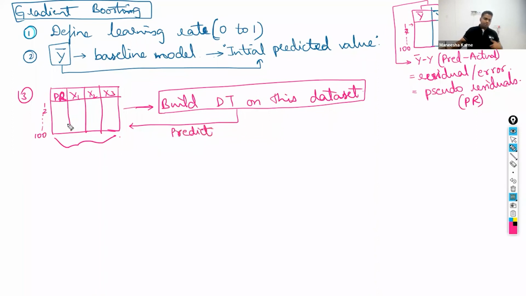When you build a model and then predict, what do you do? You take all these inputs, and when you supply these inputs to your model, you get a predicted value. And then you anyways have the actual value, which is nothing but pseudo residuals. Again, supply the next set of inputs to your model. Then you get the predicted value, compare it or subtract it with the pseudo residual value. Again, what do you get? Residuals, errors.